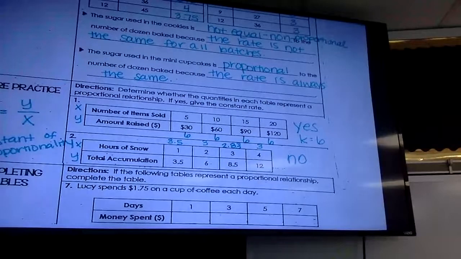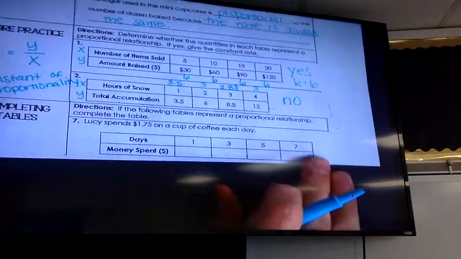Super simple concept. Okay, find the unit rate. If they're all the same, it's proportional, and that unit rate is what we call the constant of proportionality. If they're different, then we say they're not proportional, and there is no constant of proportionality, so we wouldn't even answer that question.